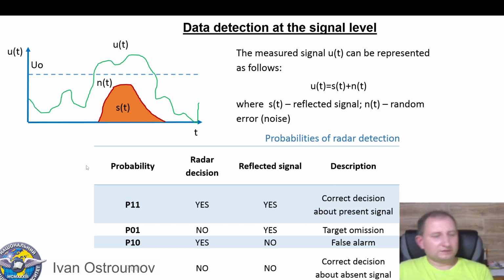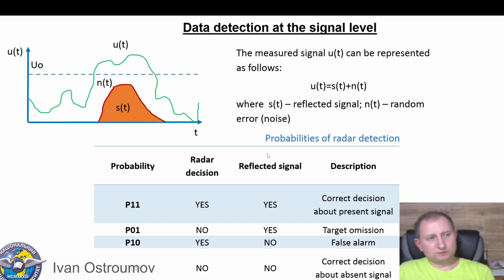I've got a table where I've got four types of probabilities. I've got description of these probabilities, and I've got two columns. The first column will indicate if radar detects presence of object or it cannot detect.